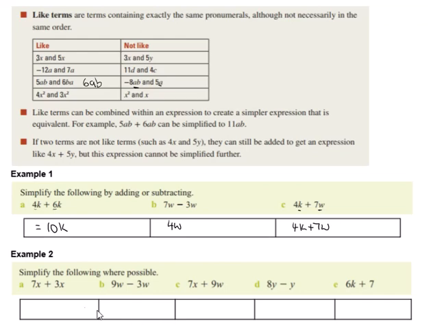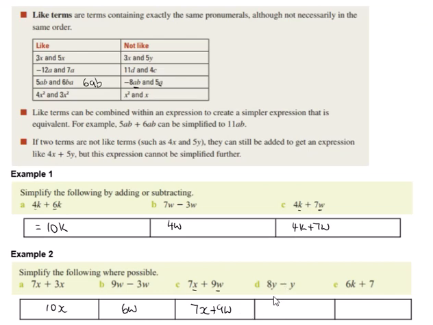Alright, quickly let's go through example 2 so we get the hang of it. 7x plus 3x is 10x. 9w minus 3w is 6w. 9 take away 3 is 6. 7x plus 9w, well, they're different. So the answer is 7x plus 9w.